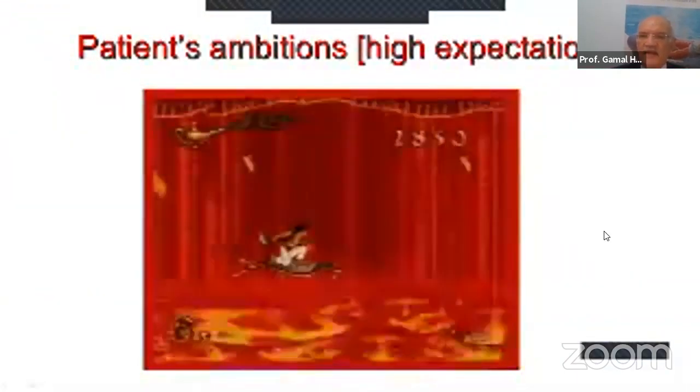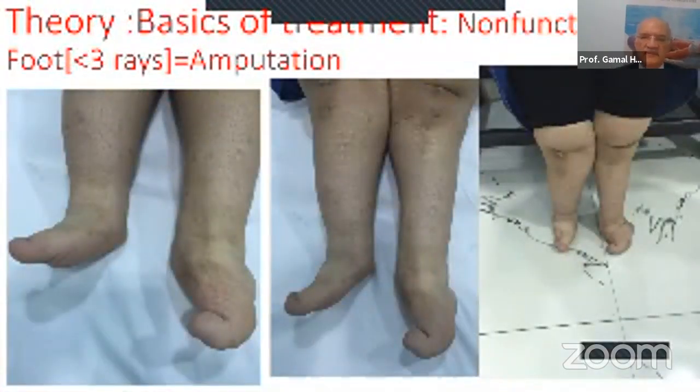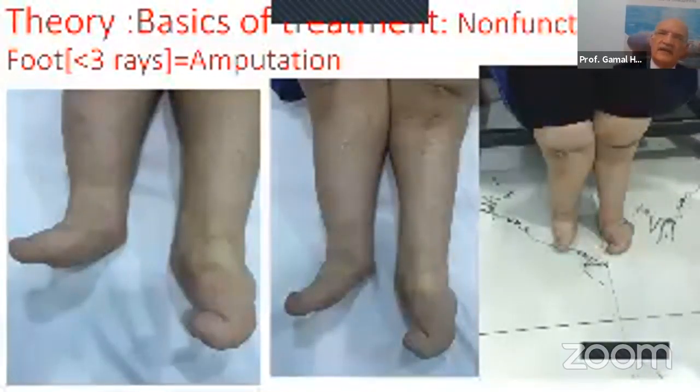Second, the problem with the high ambitions of our patients. Our patients have high expectations. Another problem, when the surgeons want to treat the patient, they always look to the American and English literature. And they have basics. Look at this basic: if you have a non-functional foot in fibular hemimelia, if you have less than 3 rays, you have to do amputation because it's a non-functional foot. But look at this patient, an adolescent, and he has only a 1 ray foot, a deformed 1 ray foot. Look here at the deformed 1 ray foot.